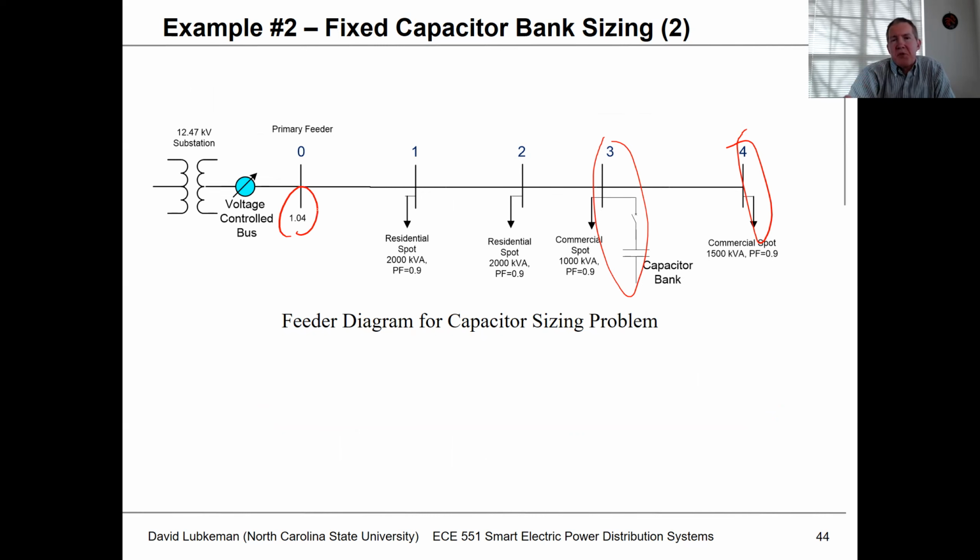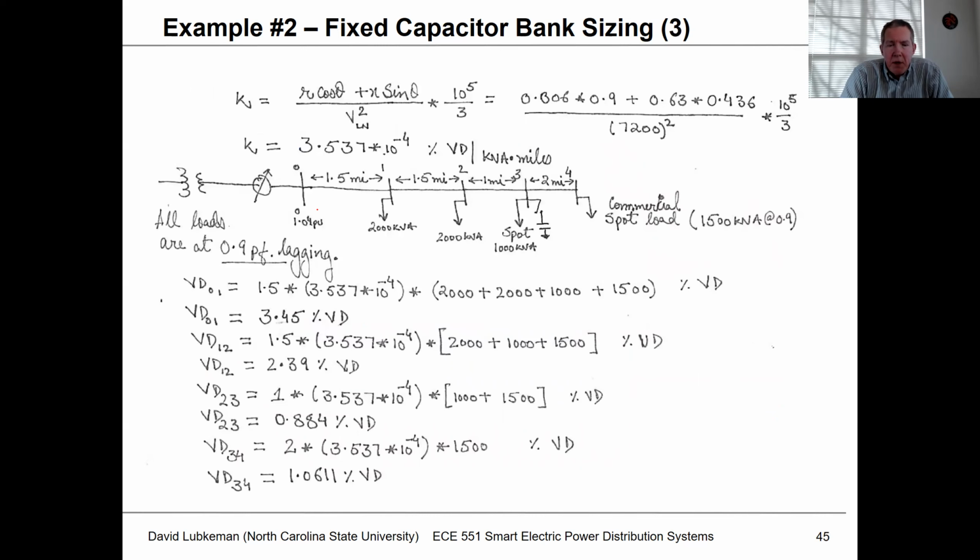We've got 1.04 at the top of the feeder. So this is very similar to what we did before. In this case, I'm doing these terms in terms of percent voltage drop this time. I'm using 10 to the 5th here. I'll calculate the K factor, and I get the K factor in terms of percent voltage drop per kVA mile.